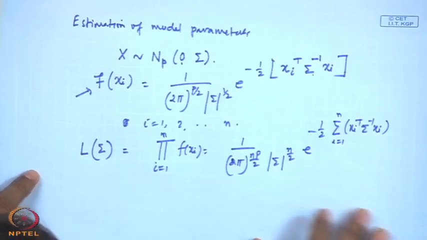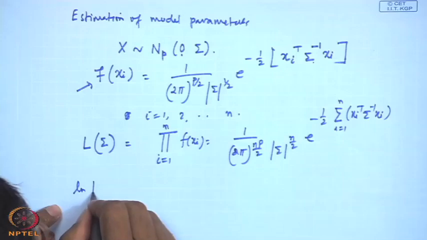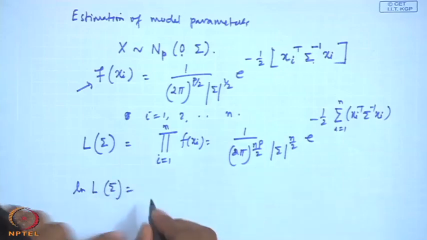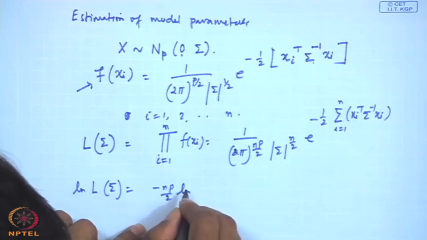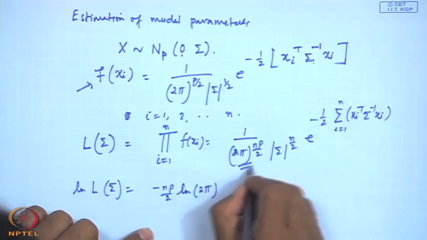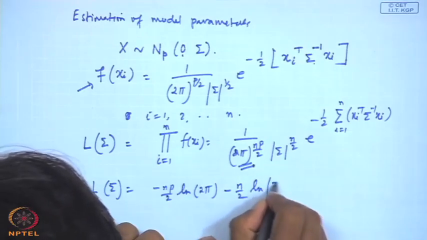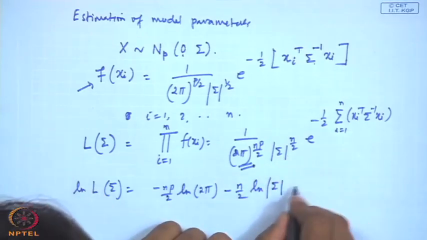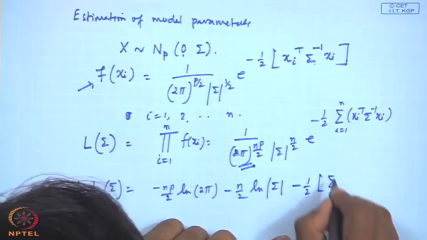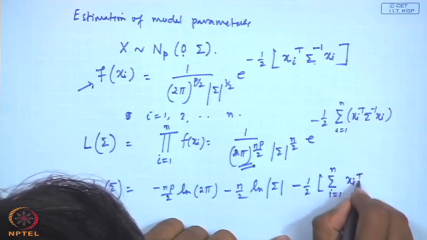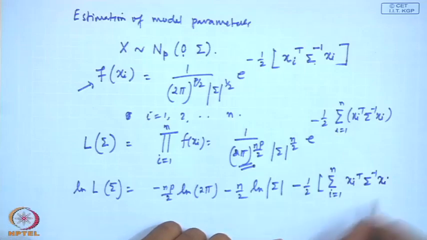That is what will be the likelihood. And it is customary to take the log likelihood. So, if you take the log likelihood, then what you get? You get minus n p by 2 log 2 pi for this term, minus n by 2 log determinant of sigma for this term, minus half the sum over i equal to 1 to n of x i transpose sigma inverse x i.